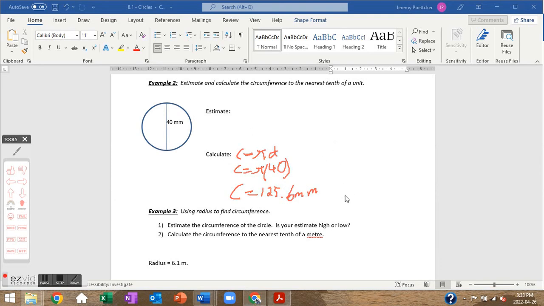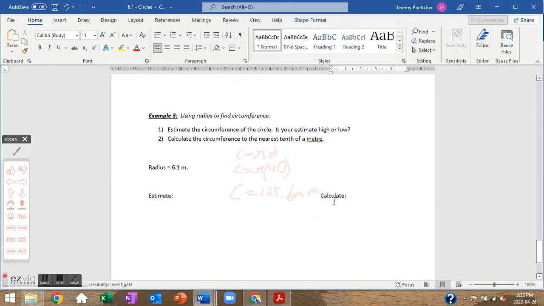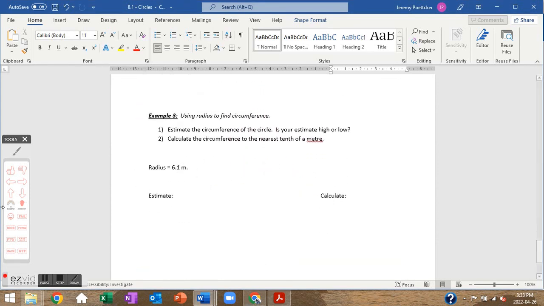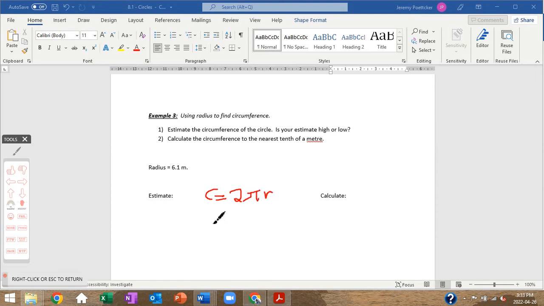All right, moving on. Let's use the radius. Okay, not hard here either. Given the radius is 6.1, remember that our formula is going to be circumference is equal to 2 times pi times the radius. So our estimating, okay, well, let's call it 6. 2 times pi, we're going to estimate on 3. 2 times 3 is 6 times the radius, 6, is 36. That's our estimate. Let's calculate this.